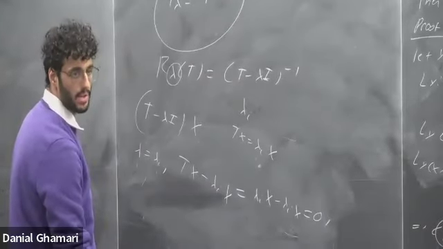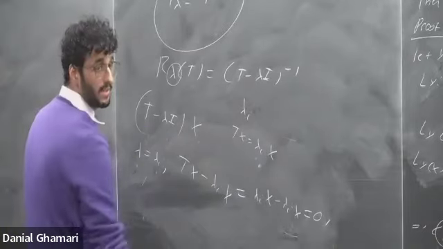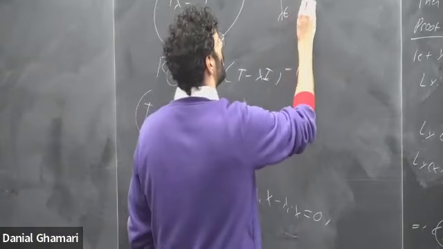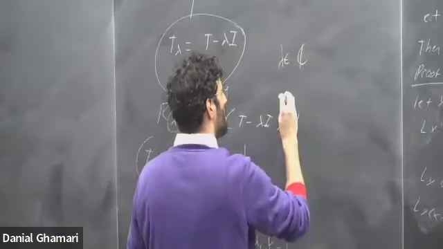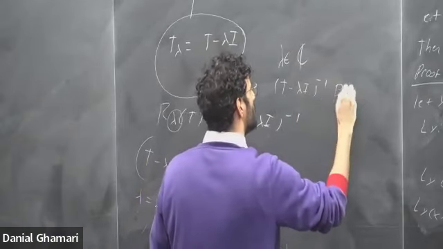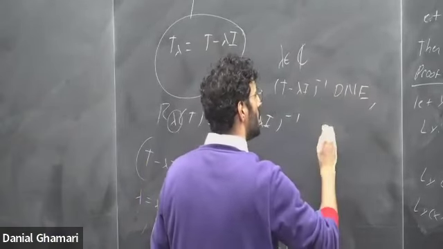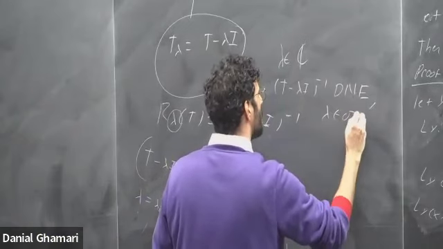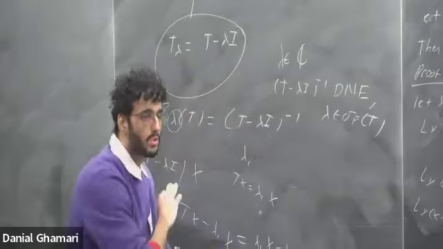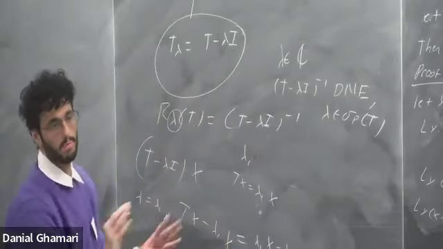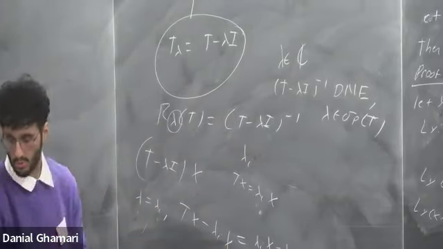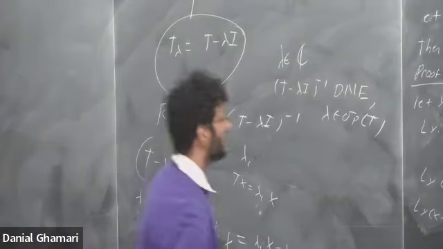Non-trivial kernel means I can't be injective, right? Which means the inverse does not exist, right? So for all lambda elements of the complex numbers such that T minus lambda I inverse does not exist, we say that lambda is an element of the point spectrum of T. Essentially, the point spectrum is just your eigenvalues, which you know and love from linear algebra, right? But then you get into these two new special cases.